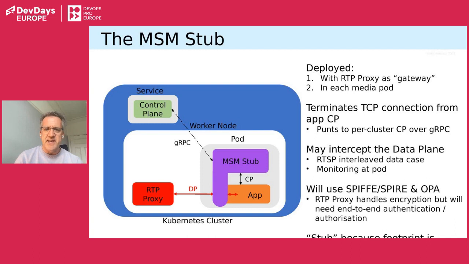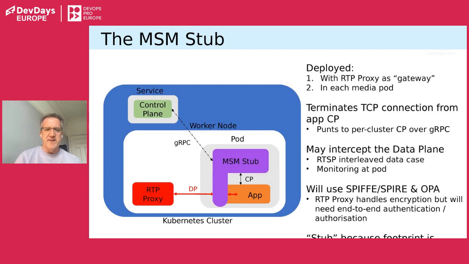It has two functions, I guess. The first is that it terminates the TCP connection from the application control plane. In this case, it doesn't even know that what I'm doing in this demo is RTSP. It just sees TCP packets, or a TCP stream. The benefit, as I've mentioned, is that we've now decoupled that from the control plane using gRPC, so we don't need to worry about TCP session state. And of course, that can be encrypted.